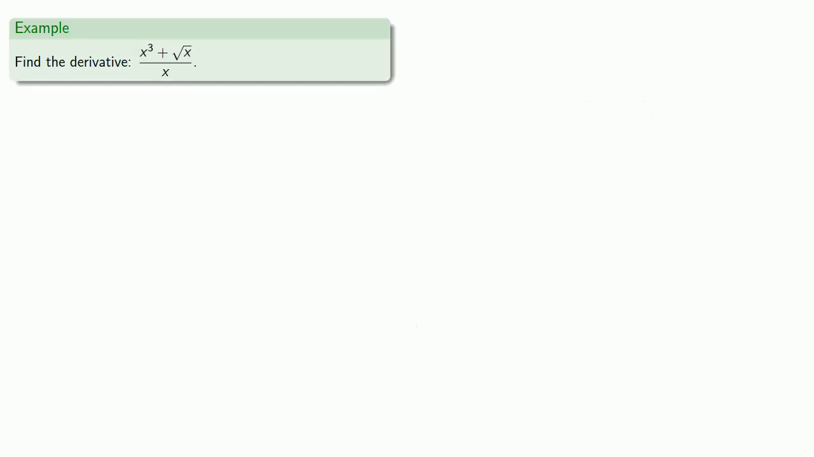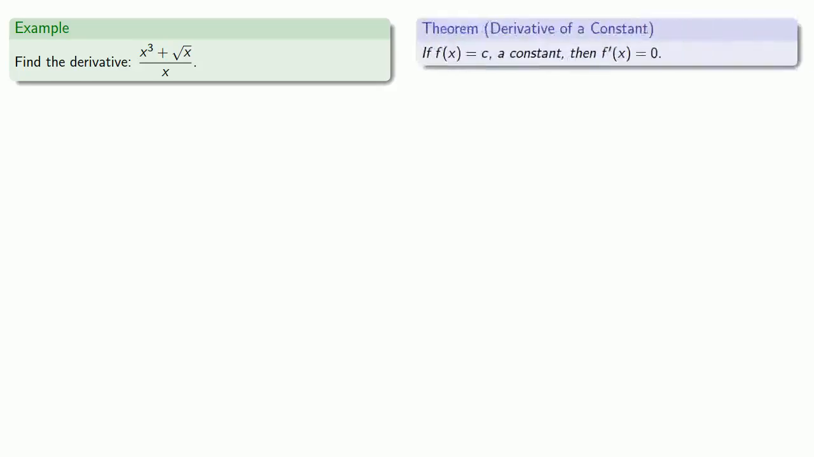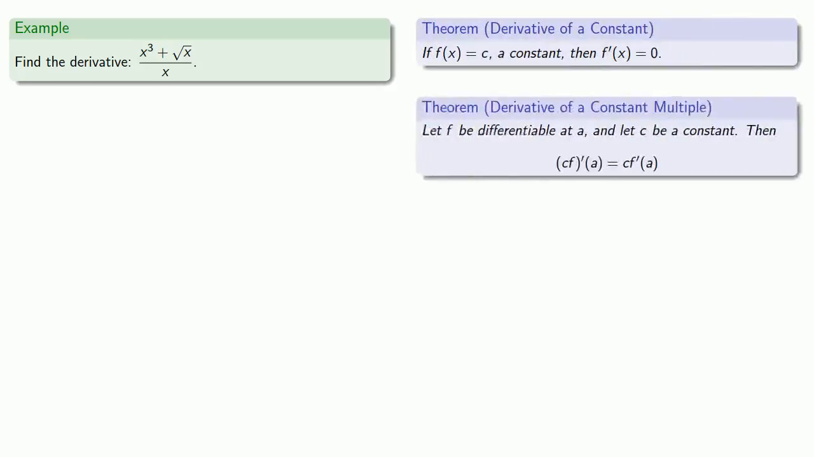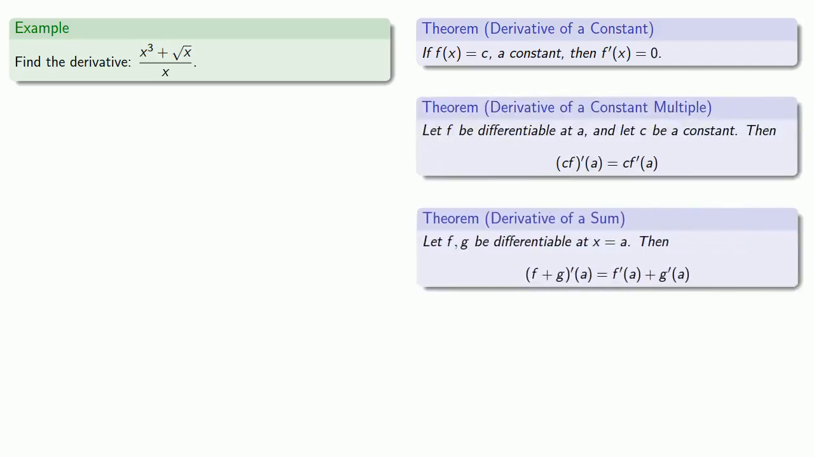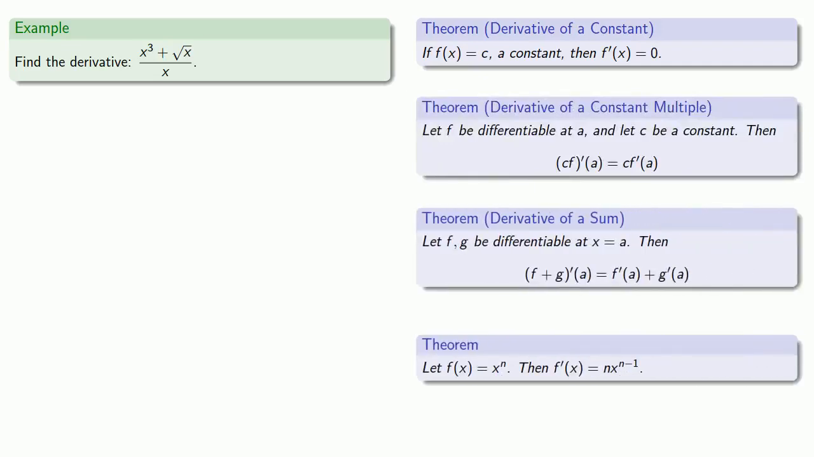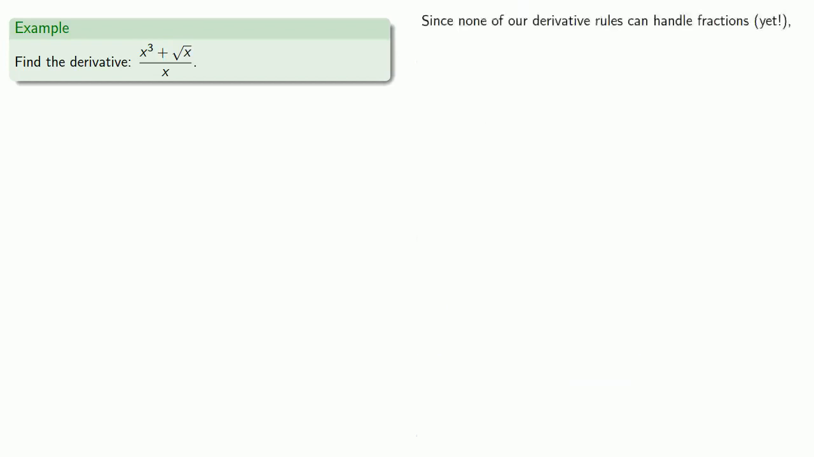How about this derivative? Again, the type of function is determined by the last thing we do, and here the last thing we do is divide. That's not a constant multiplied by a function. It's not a sum. It's not a power. There is no rule that tells us what to do if we have a quotient, at least not yet. So what should we do now?